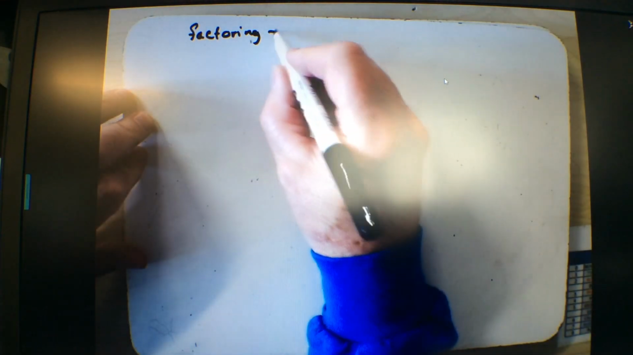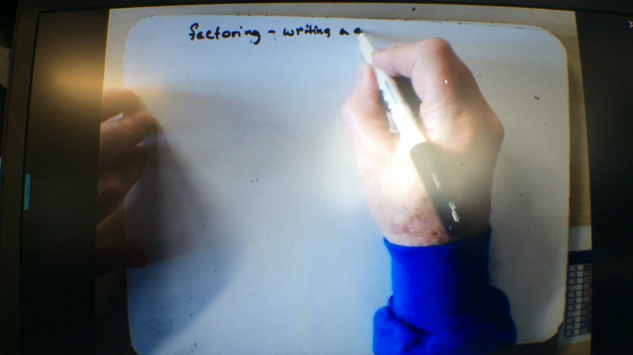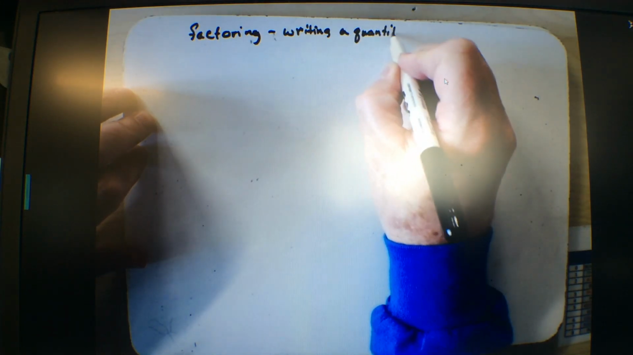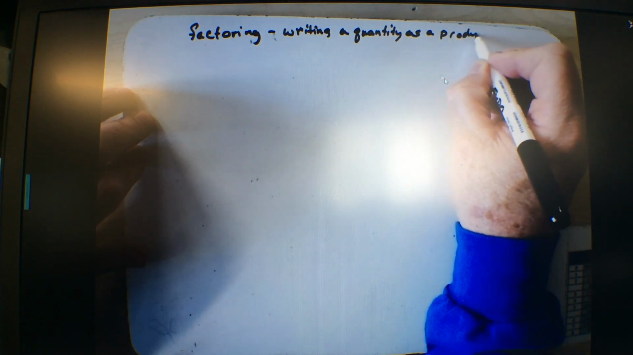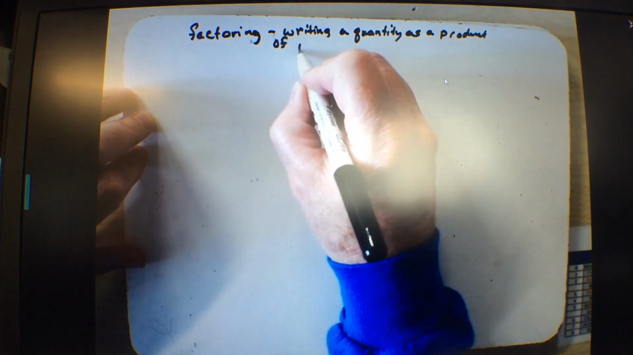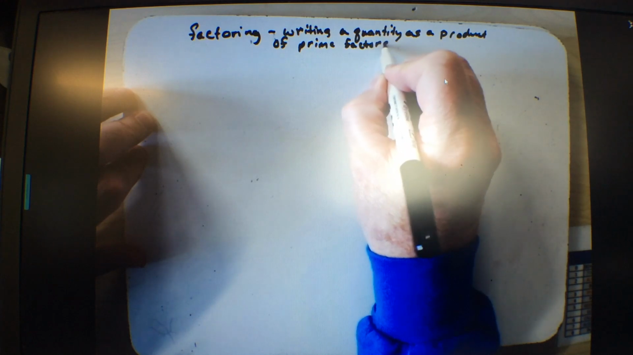F-A-C-T-O-R-I-N-G, factoring. It's writing a quantity as a product of prime factors. So since you're writing it as prime factors, it's called factoring. An example would be the number 6. We would say 6 is the product of 2 times 3, and 2 and 3 are both prime factors.